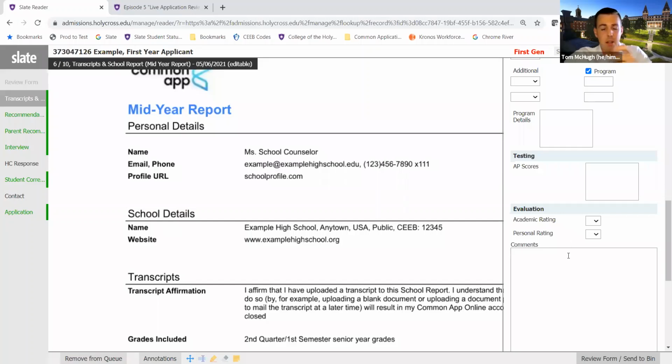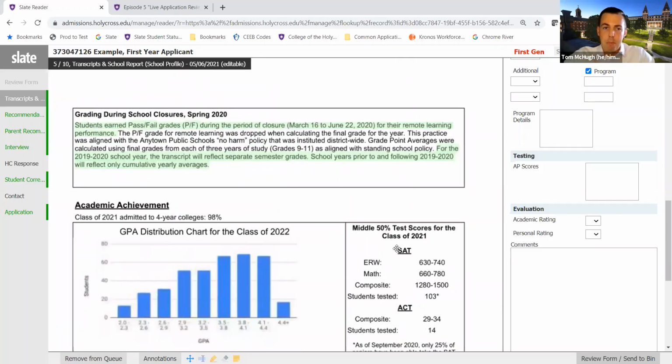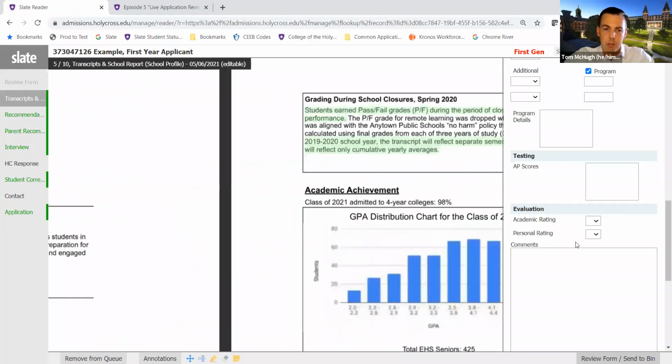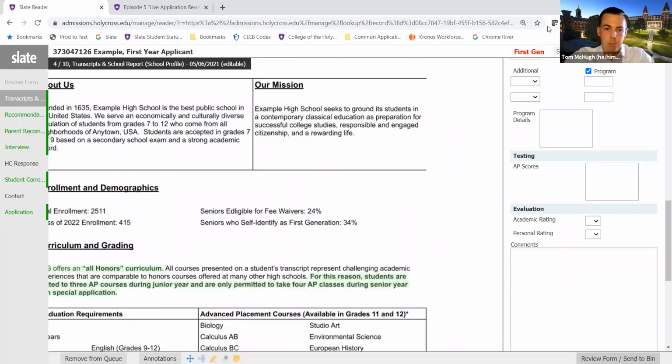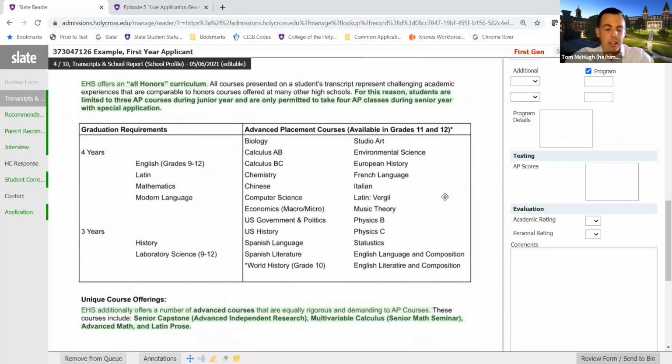And you'll notice that a number of things are highlighted. So we're able to let things pop and jump out to say, all right, this is valuable information for us about school closures due to COVID. On the first page of the school profile, there was also information about specific classes. So, all right, this school offers all honors courses, a limit on AP courses, and then there's advanced courses within mathematics and some other subjects.